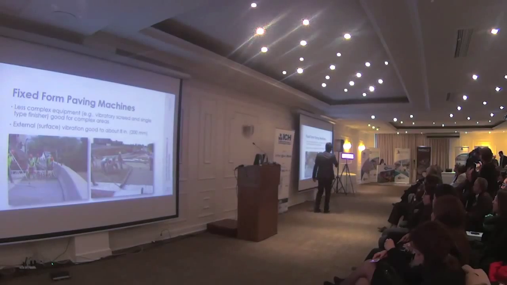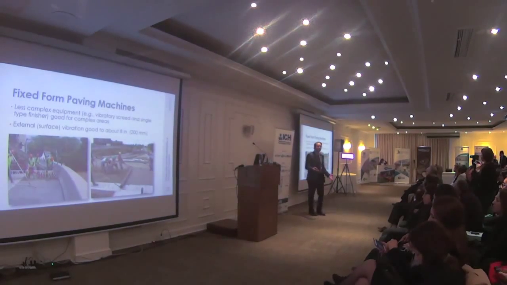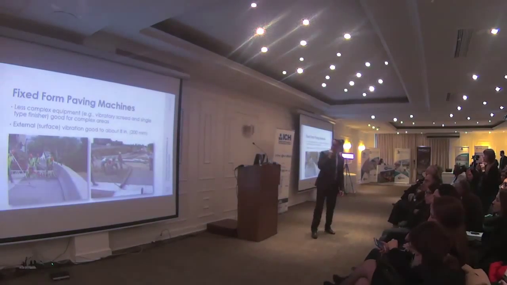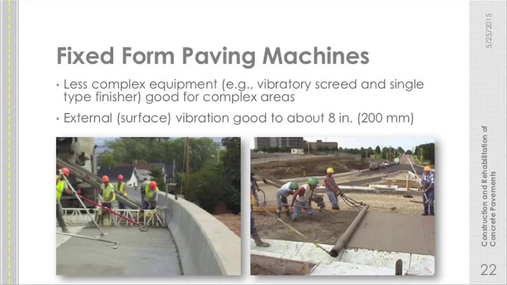This is a good, inexpensive way. This piece of equipment can transport anywhere. It's relatively lightweight when it's empty. This project right there was one I was on in Kansas. That's a roundabout right off the interstate. So we build some pretty high-speed roadways with fixed form paving.